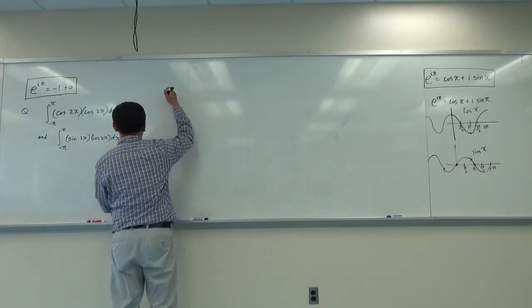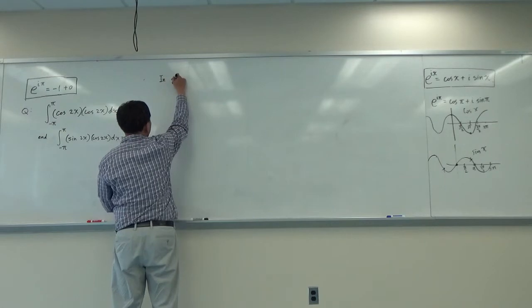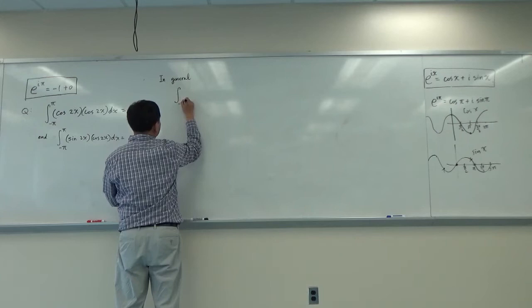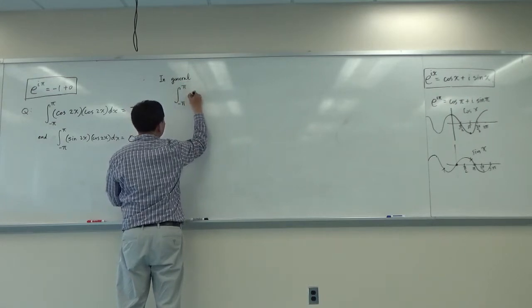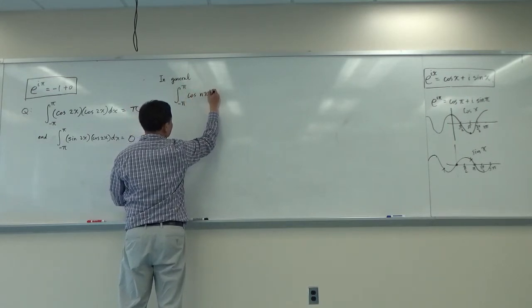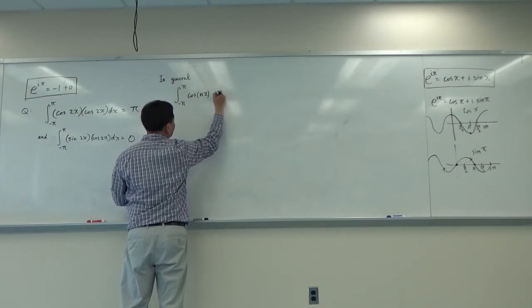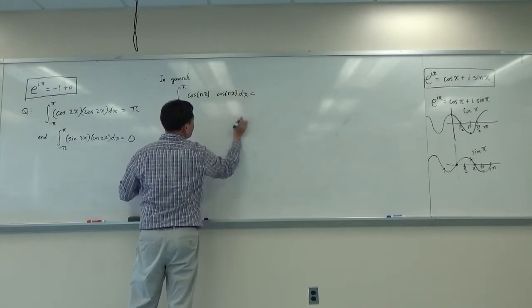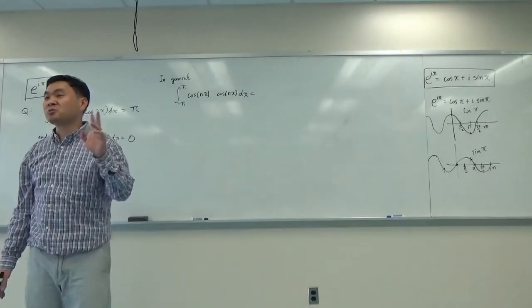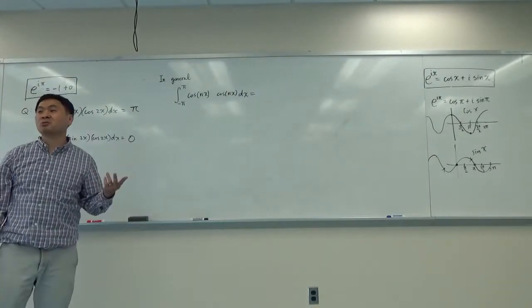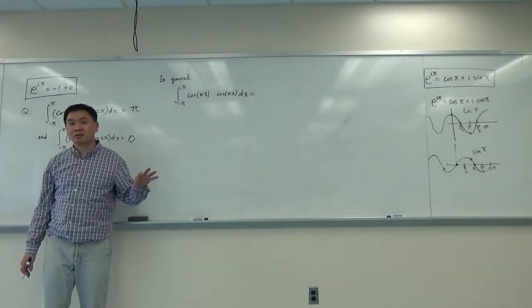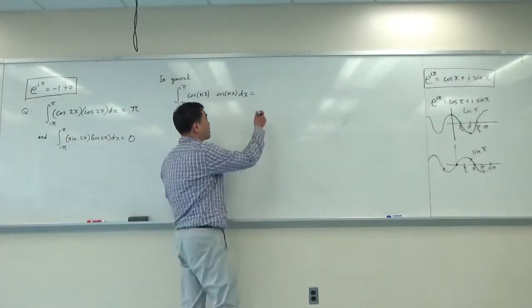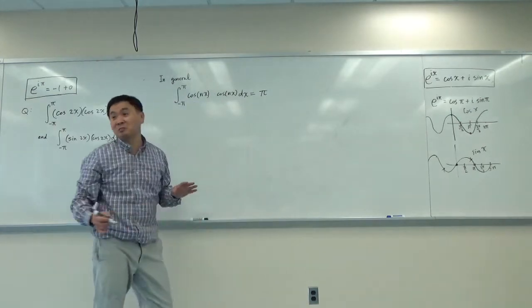So in general, this is what you'll see. If you do the integral from negative pi to pi of cosine of nx times cosine of nx. See, 2 was just some arbitrary number. It could have been 3 or 4 or anything. The same exact calculation can be done, and you get the same answer, pi. You can accept that, right?